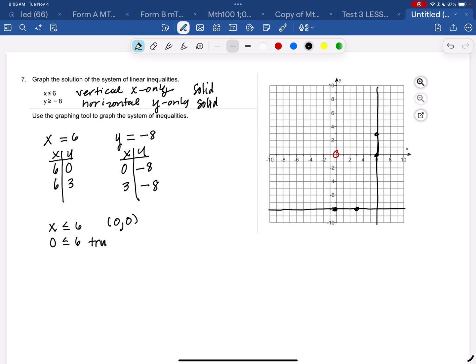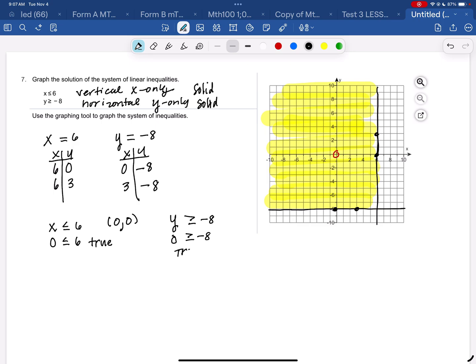That is true. So for the vertical line, I shade where that is, and that's going to be on this side of the vertical line because I'm shading where the test point is true. Now, for the horizontal line, which is y is greater than or equal to -8, I put in a 0 for the y. Is 0 greater than or equal to -8?